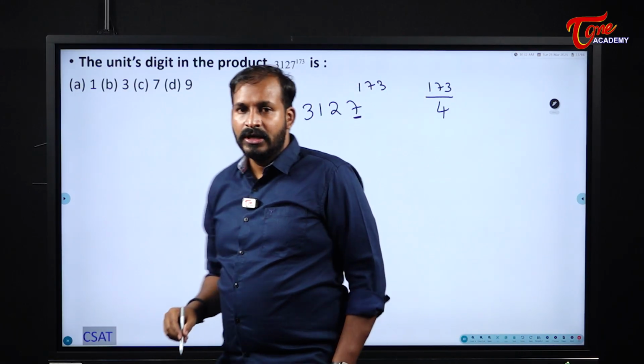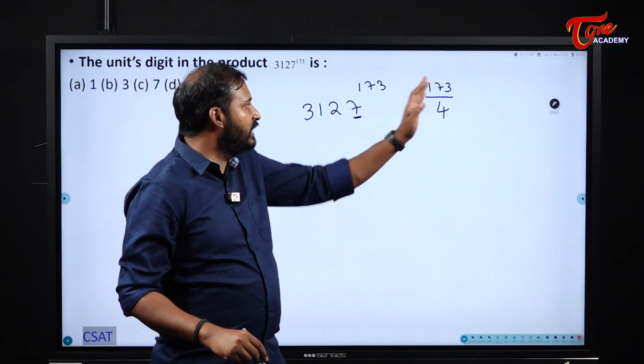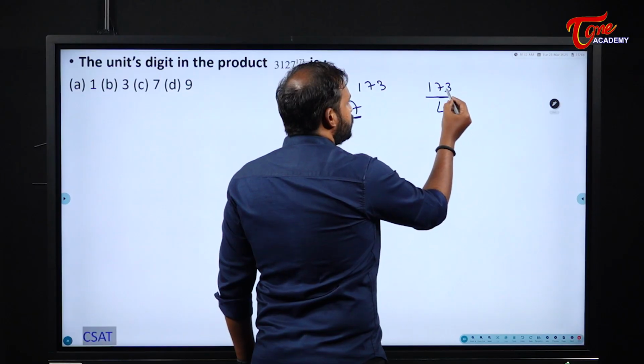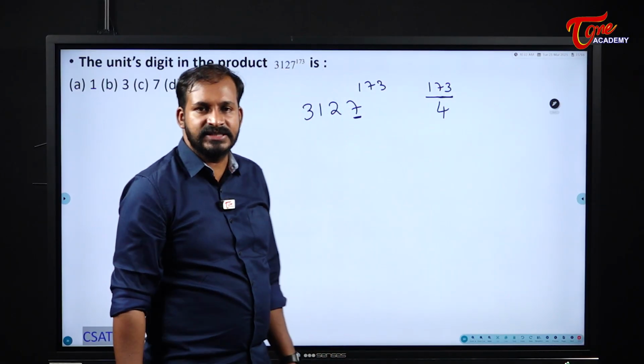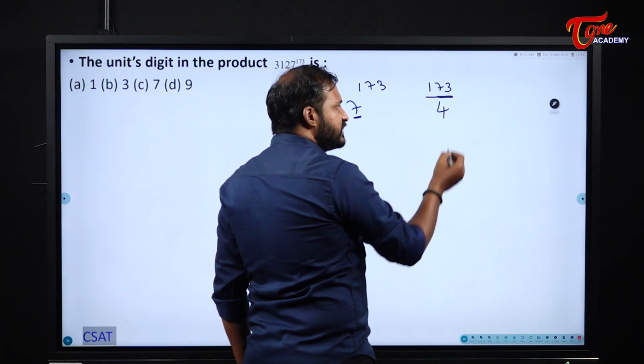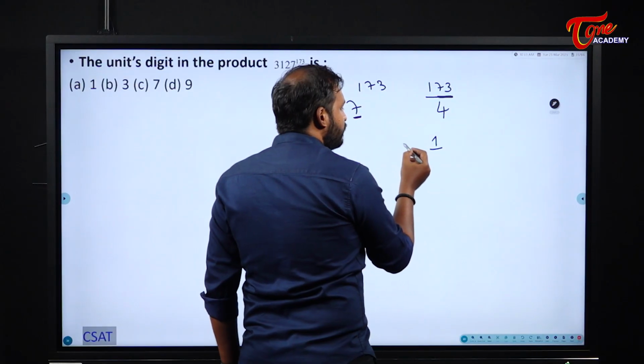173 by 4. Now see here students, the divisibility. While learning the divisibility rule of 4, we learnt: no need to worry about the complete number, only check the last two numbers. So 73 by 4. What is the remainder for 73 by 4? No need to check the complete number. Last two digits is enough. 73 by 4. What is the remainder? 1. So remainder is 1 here.